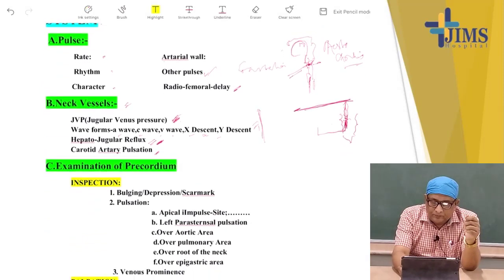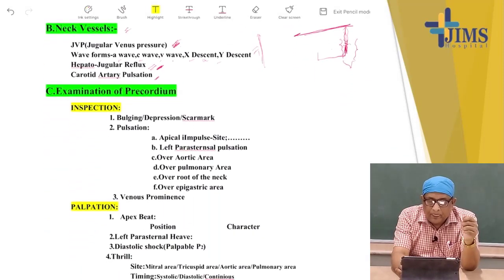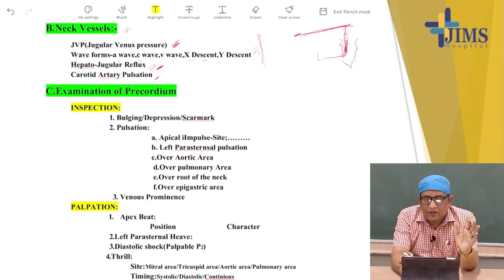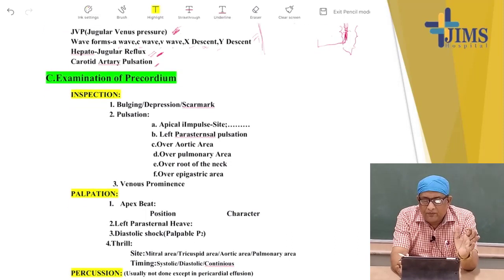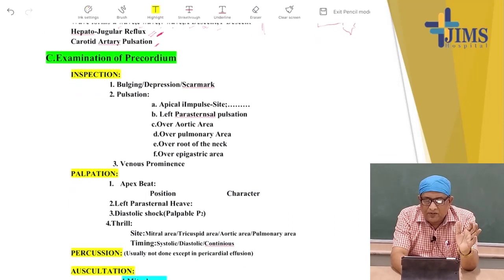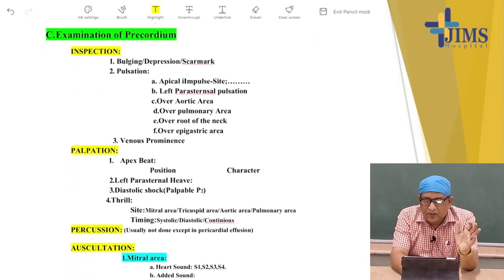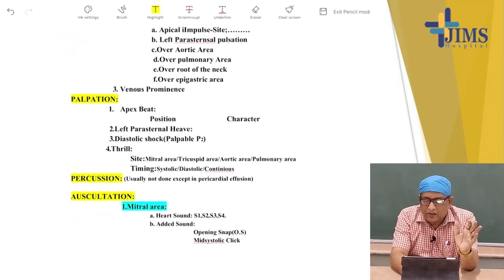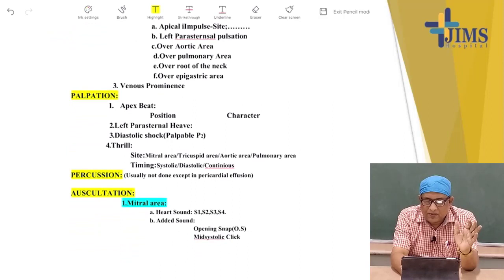Next examination is the precordium. After examination of the pulse and neck vessels, we will go for examination of the precordium. As for every examination, there will be inspection, palpation, and percussion is not exempted here in heart diseases of the cardiovascular system, except in pericardial effusion.